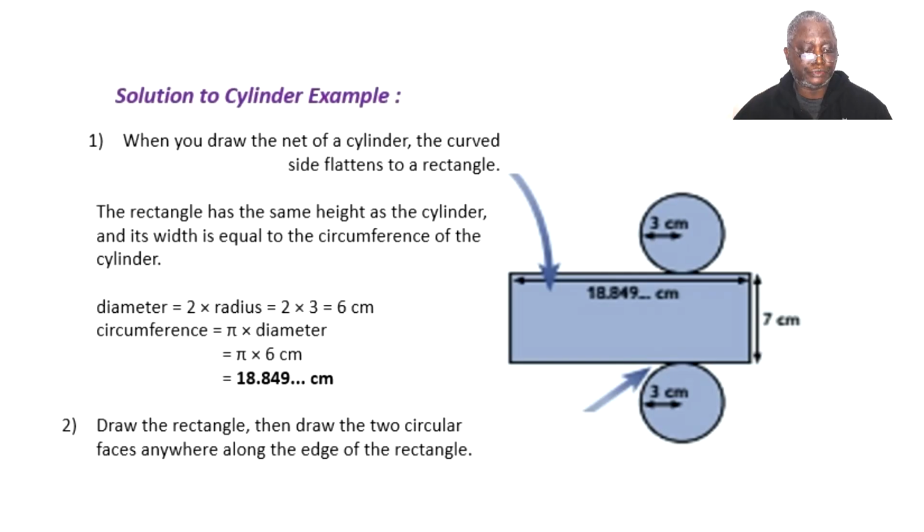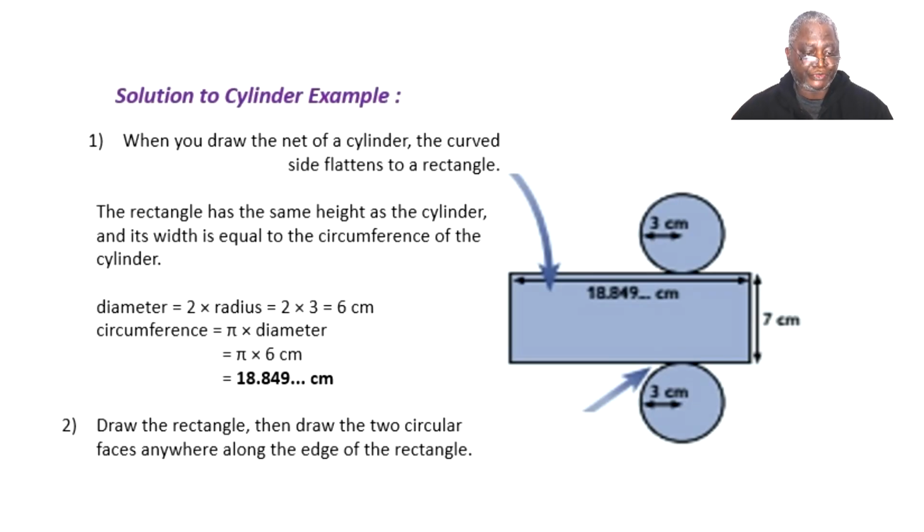The solution. When you draw the net of a cylinder, the curved side flattens out to a rectangle, so that's easy. The rectangle has the same height as the cylinder, and its width is equal to the circumference of the cylinder. That's the distance around. So you need to know how to calculate circumference.